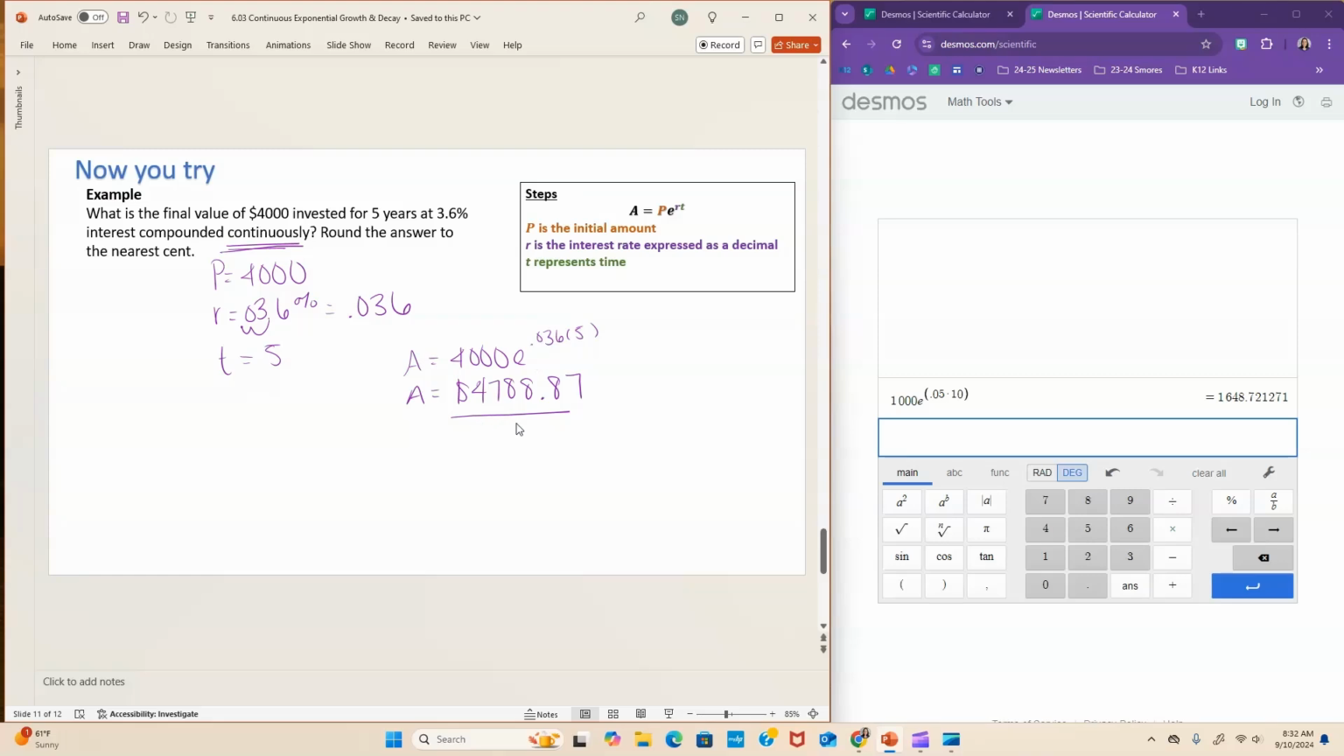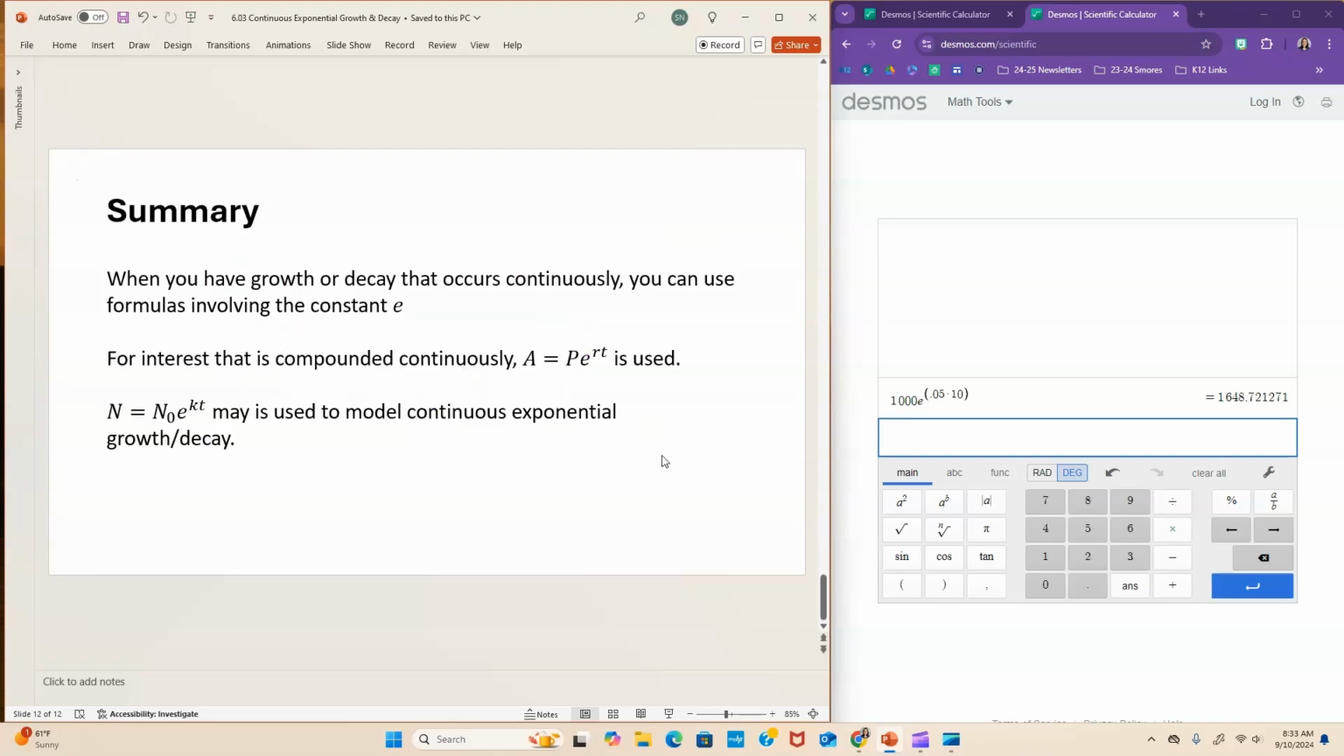When we plug that into our calculator, we get $4,788.87. So remember, when you have growth or decay that occurs continuously, you can use formulas that involve the constant e. For interest that's compounded continuously, we use A equals P e to the rt. And when we have continuous exponential growth and decay, we use N equals N naught e to the kt.